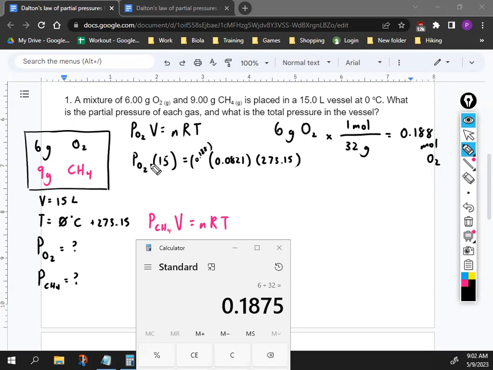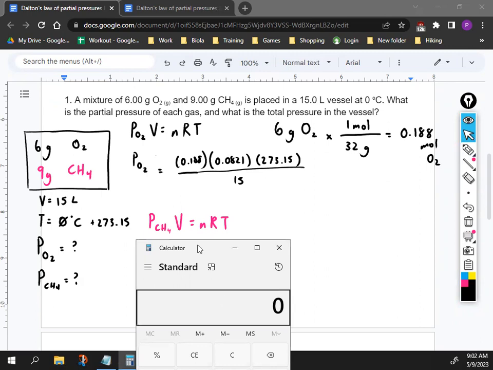All right, so we have to solve for the pressure of oxygen. In order to do that, we have to divide both sides by 15, so that we can get the pressure of oxygen by itself. I'll stop right there before we finish the calculation. Any questions on how we got this set up? Hopefully not too bad. It's pretty much what we did last time with the ideal gas law.